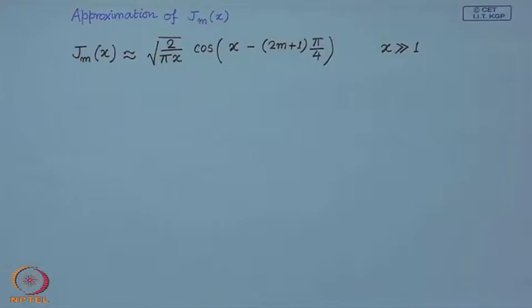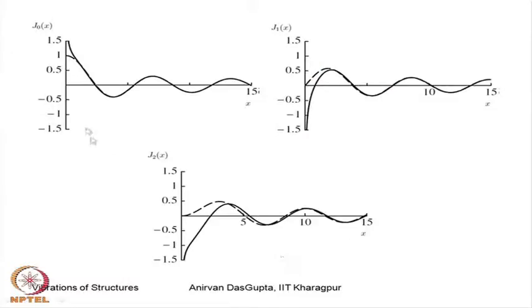So, in this figure I have plotted out the Bessel function of the first kind of order 0, of order 1 and order 2. This dashed line is actually the exact Bessel function, and this solid line is the approximation. You can see here, for example, the solid line and the dashed line are almost indistinguishable, but we are interested in this approximation only to find out the roots of the Bessel function.